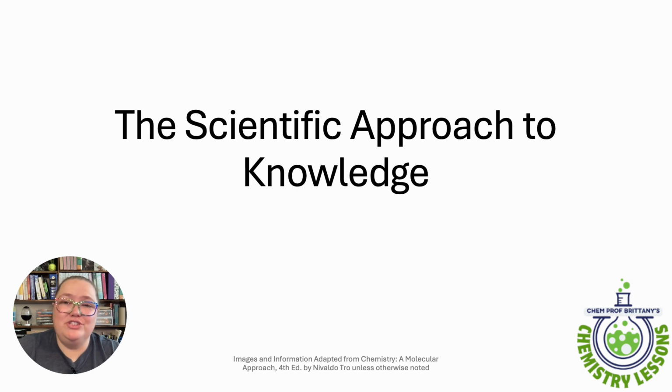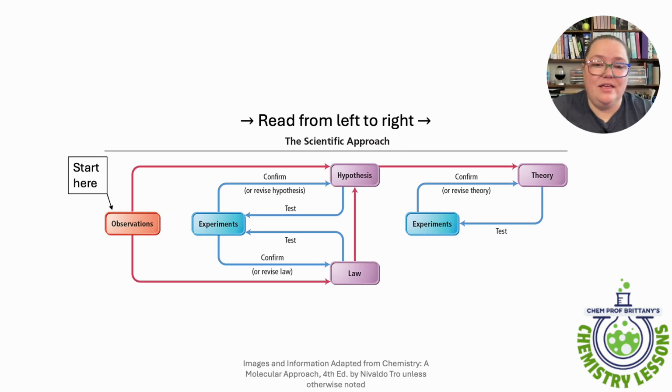The scientific approach to knowledge is what makes science science. So let's talk about it. So here is a diagram, a flow chart of how science works. And it always starts with observations, which lead to hypotheses about what's going on, which lead to experiments, more hypotheses, laws, theories, and all of that.